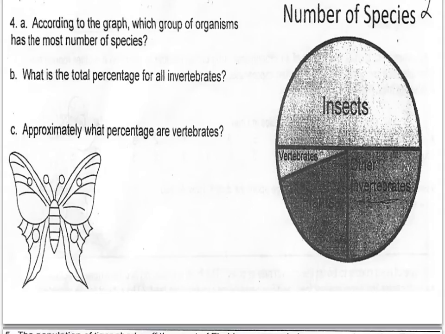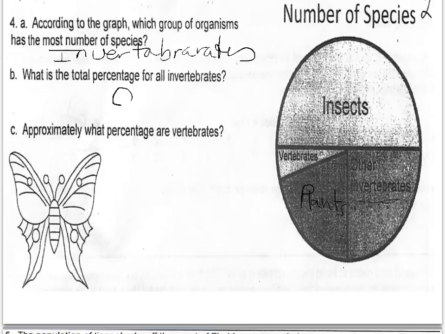According to the graph, which organism has the most number of species? Well, if you look, it would be invertebrates, because insects are invertebrates and then other invertebrates. Okay. And here, even though you can't see this, this says plants, and plants, last time I checked, were not invertebrates. So if this is 50, this was 25, this is maybe 5%. So we would say 95% were invertebrates.